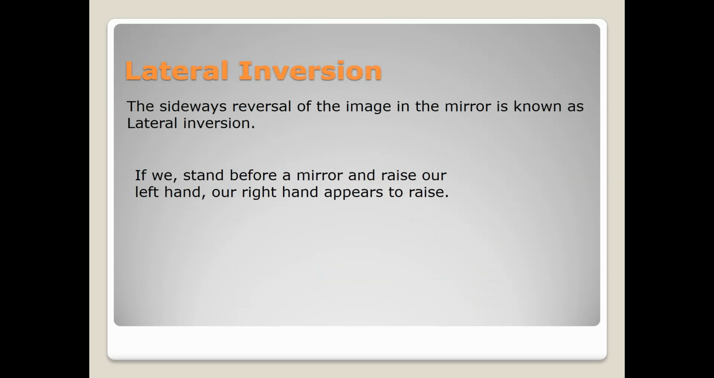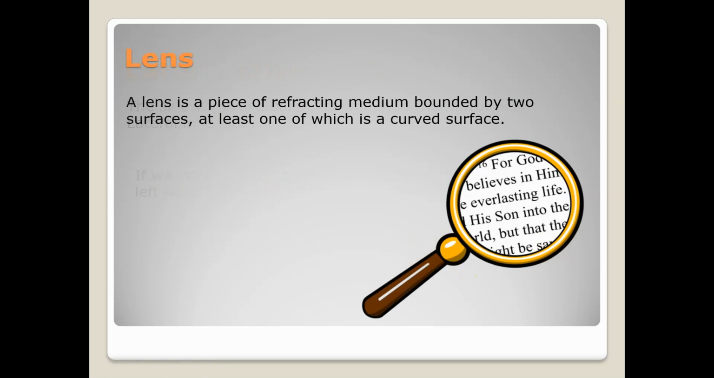Lateral inversion. The sideways reversal of the image in the mirror is known as lateral inversion. If we stand before a mirror and raise our left hand, our right hand appears to raise. In this picture, as you can see, there is a mirror, this is the original object and this is the image of the object. In the object which is towards the left side, there is a cut on the right side, and the image which is on the right side has a cut on its left side.